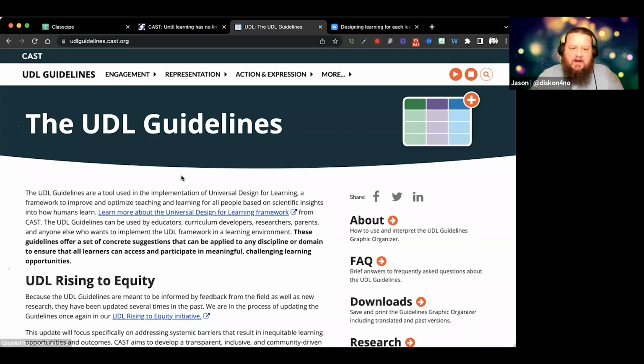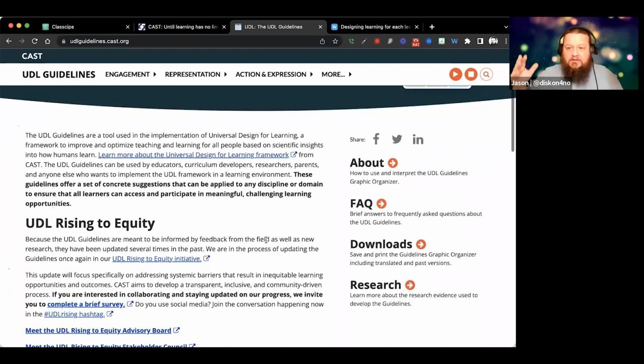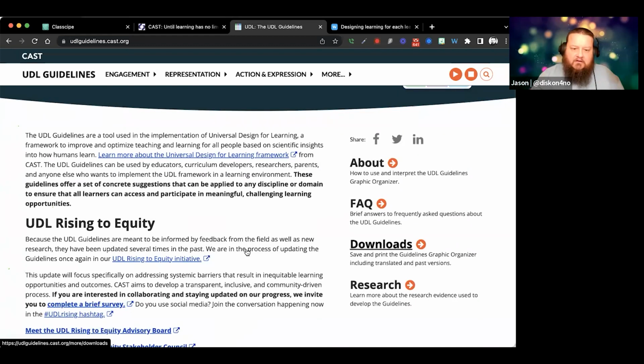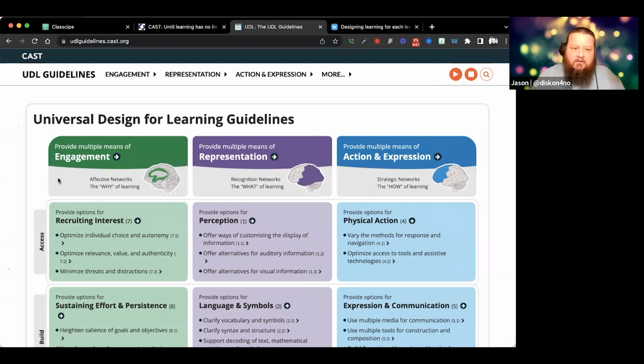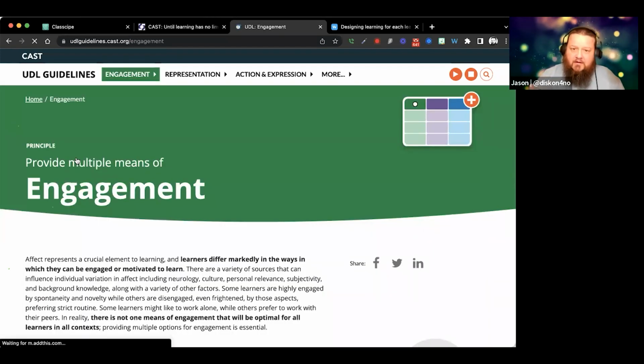And as you can see, it actually goes in and explains the origins behind the research. You can download a really large document, it goes through and explains what these different guidelines are. Every bit of this is connected. Okay. So here I go to engagement. I can click engagement and it will take me to the engagement portion of the guidelines, which is really nice.